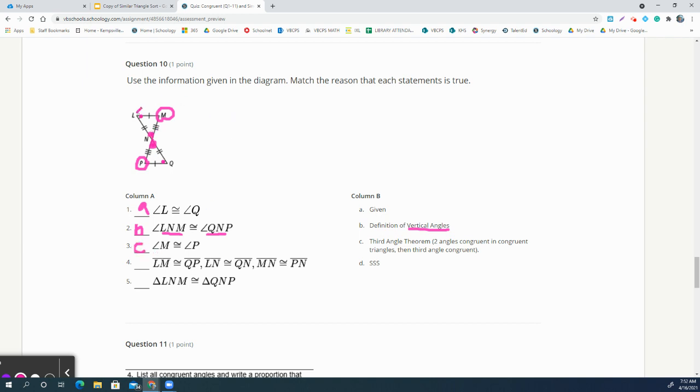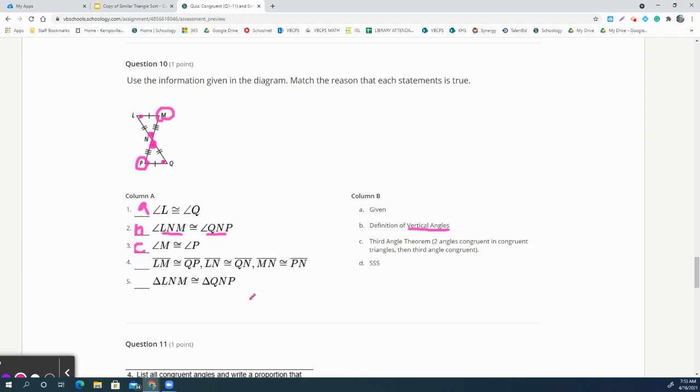If I know 2 angles of any triangle, I can calculate the third angle. So if these 2 things are congruent to these 2 things, then the last part must also be congruent because I know all 3 angles need to add up to 180. I don't actually know the numbers, but they have to equal 180, right? So now I've got LM and QP, LM and QP, and LN and QN. So that's a side, and MN and PN, and that's another side. So of my choices, what does number 4 have to be?